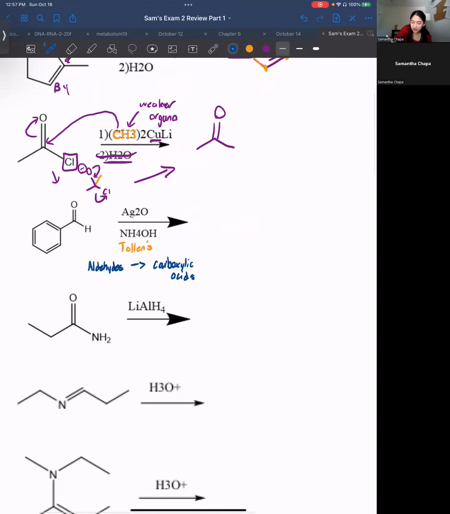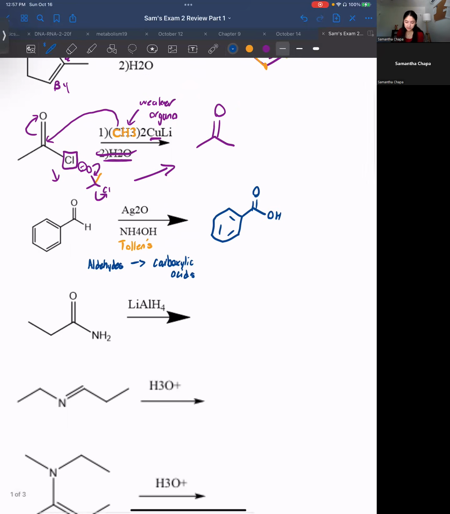So then all that's going to happen right here is it's going to go from benzaldehyde to benzoic acid. Selective for aldehydes, makes carboxylic acids. There you go. That's how that happens.